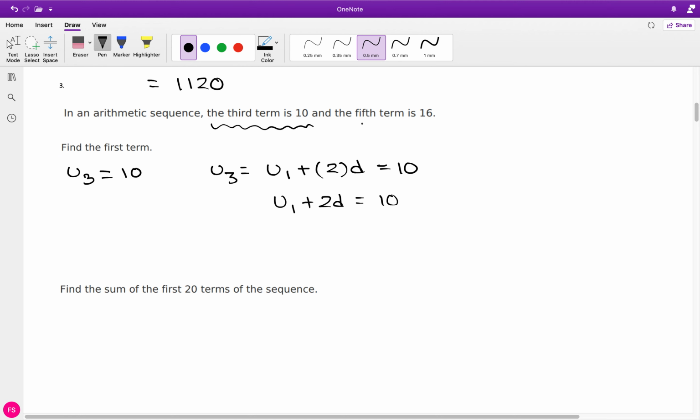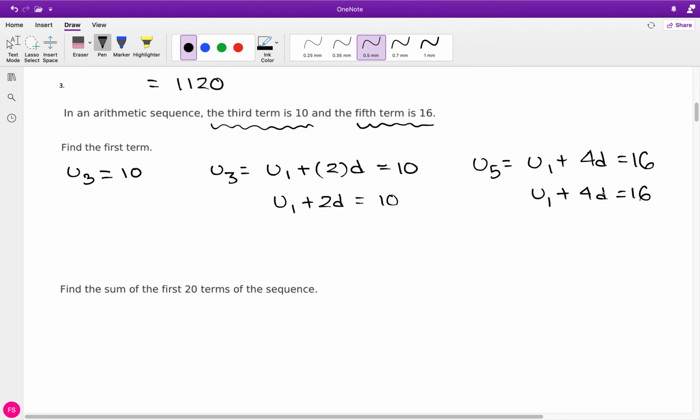Then for the next thing, the fifth term is 16. So I can also make an equation with this. u5 equals u1 plus n minus 1, n is 5, 5 minus 1 is 4, so it's 4 times d equals 16. This is my second equation, and it's u1 plus 4d equals 16.